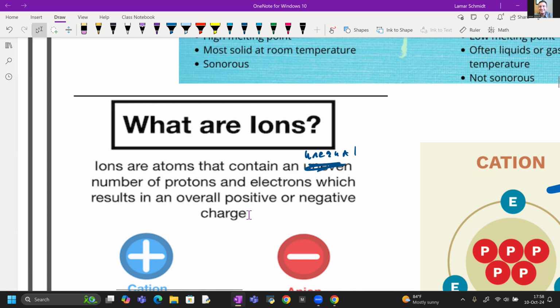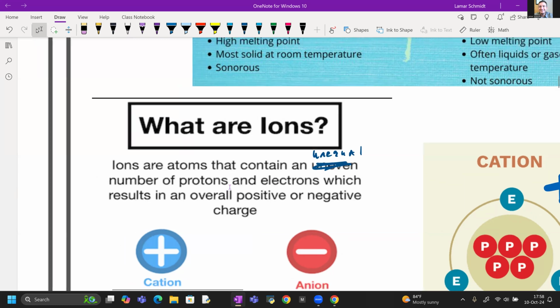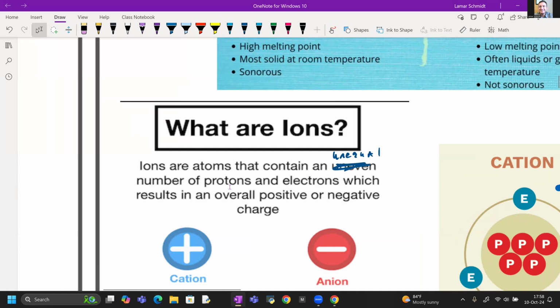Now, that charge is going to be driven by the fact that it has an unequal number of protons and electrons. Remember, we've talked about neutral atoms, and they have an equal number of protons and electrons, but ions are atoms with a charge. They are not neutral. So they're going to have an unequal number of protons and electrons. That is just a generic term: ion, an atom with a charge.